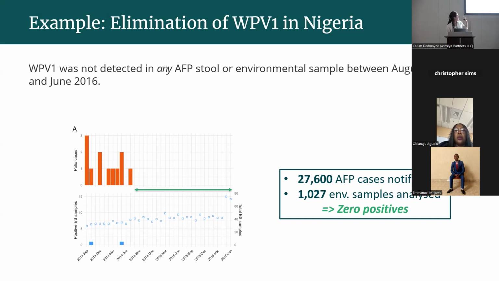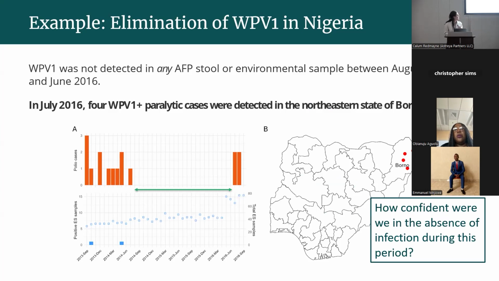So in this case, elimination was almost declared by 2016, but in fact, 4 more cases of clinical wild poliovirus were then detected in the middle of 2016 in the northeastern state of Borno. So in this scenario, we retrospectively know that elimination was not achieved and the transmission of the virus persisted. So we want to see what level of confidence our approach would have concluded in that time.